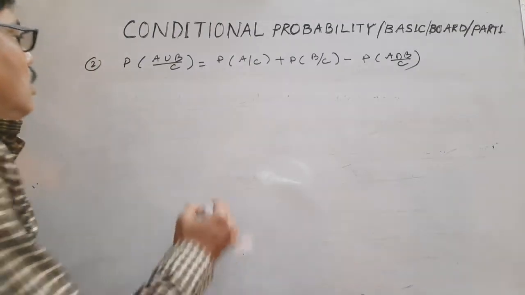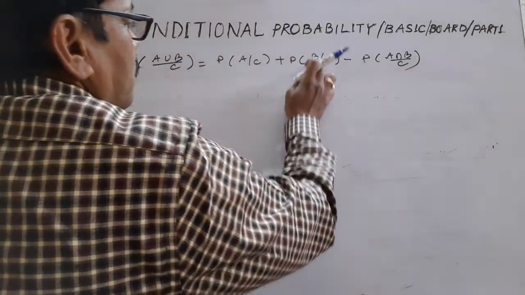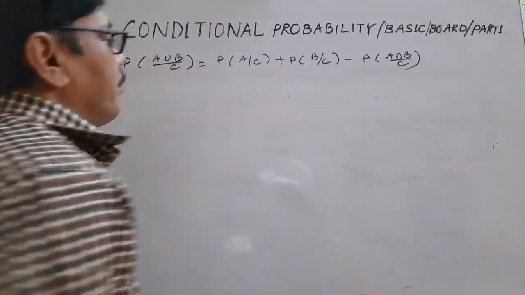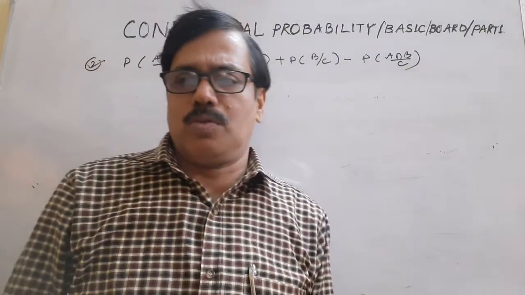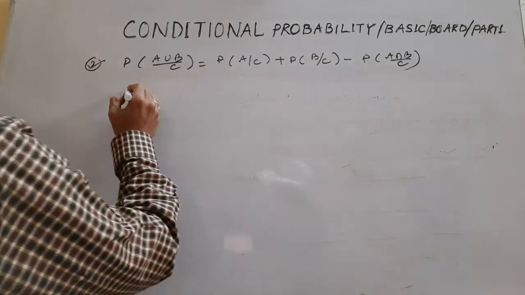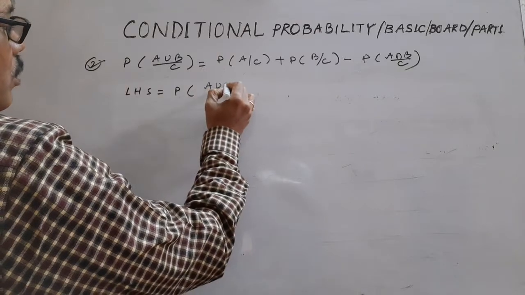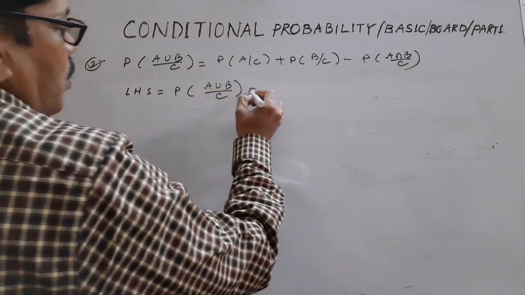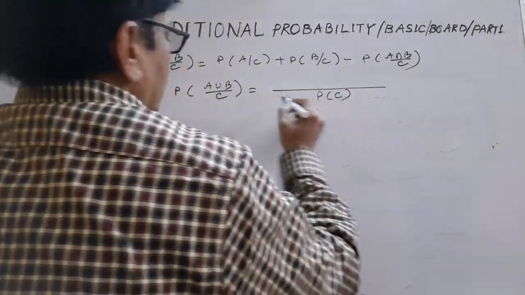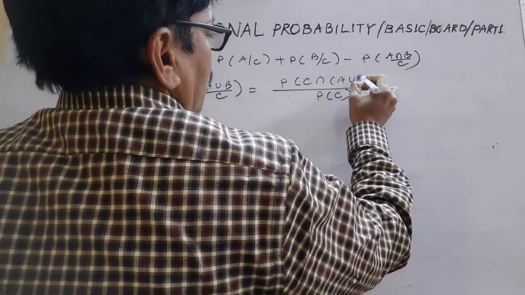So this is the proof of the result. Now one more result. P(A union B | C) = P(A|C) + P(B|C) - P(A intersection B | C). So no need of proof, but look, the proof is very simple. So the LHS, P(A union B | C). From the definition of conditional probability, the denominator is P(C), so this is P(C intersection (A union B)).